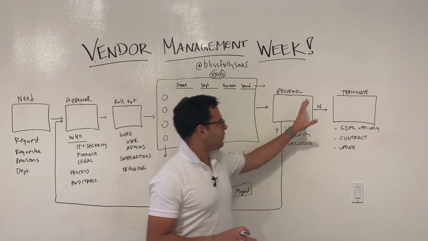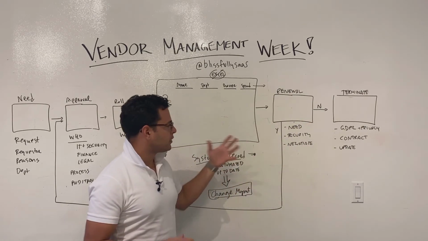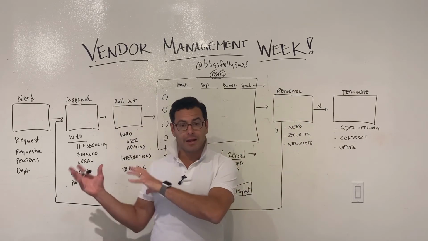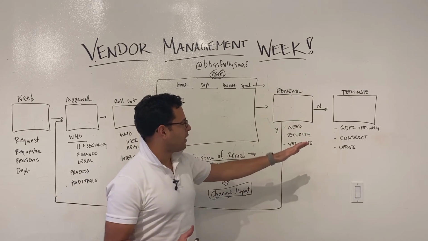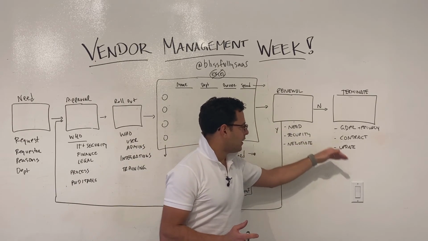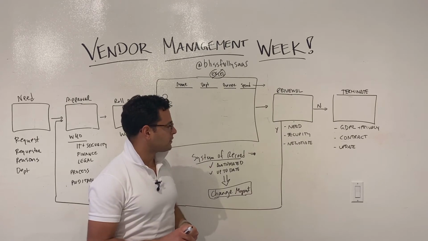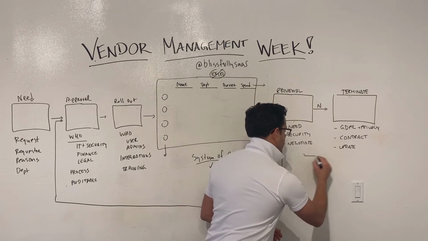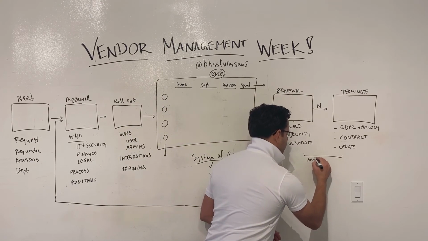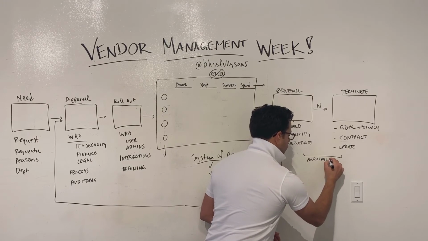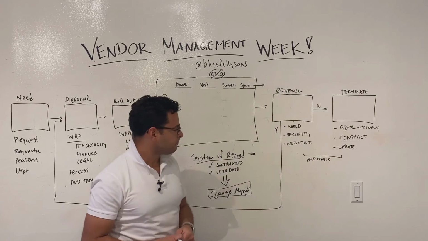But either way, and these processes will change by companies, it's really important, similar to adding vendors, that when you're renewing and terminating vendors, you have predefined processes, identify who is responsible for all of these processes, and then run them through these defined auditable processes so that you have the confidence that things were done correctly.